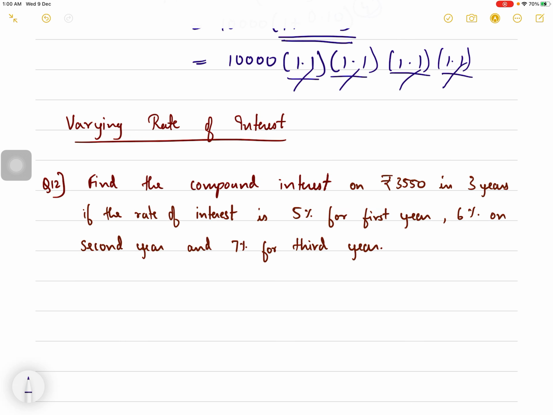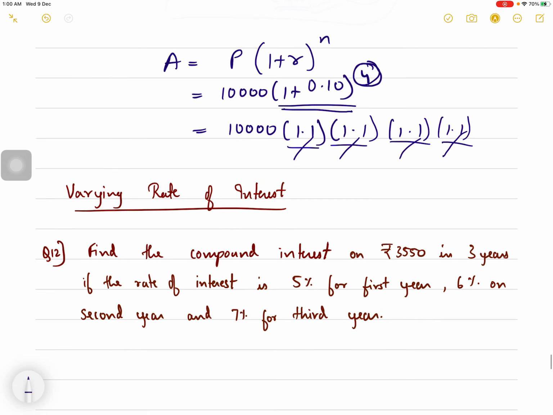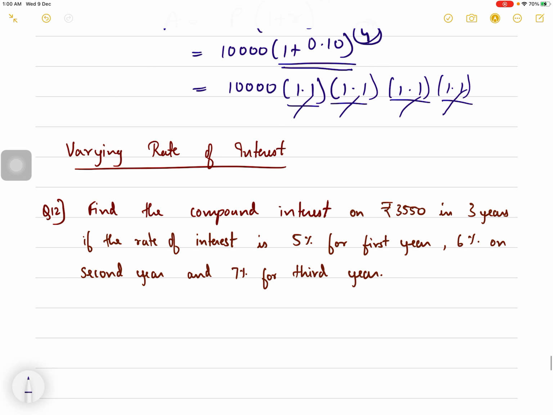With this you will apply the formula. So find the compound interest on 3,550 in 3 years, but rate of interest is different. So for first year it is 5%, second year it is 6%, third year it is 7%.